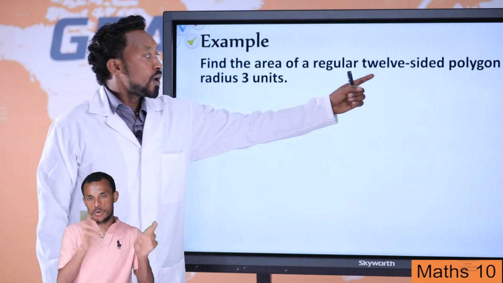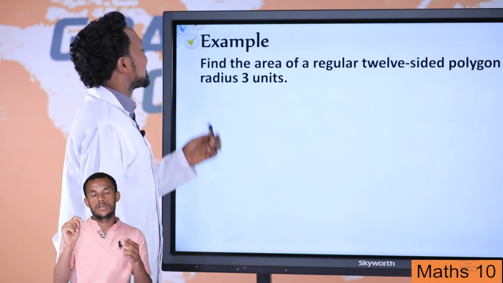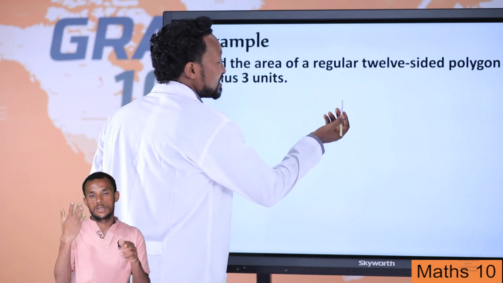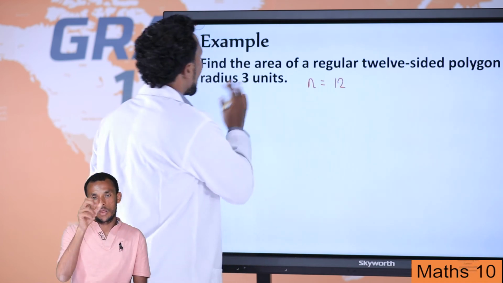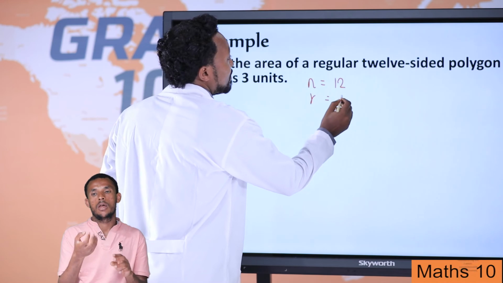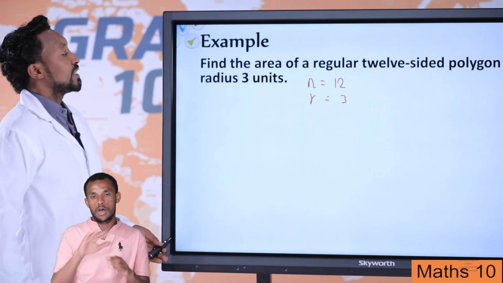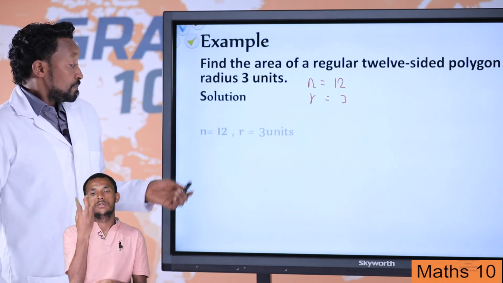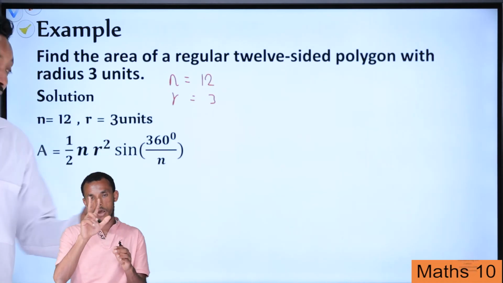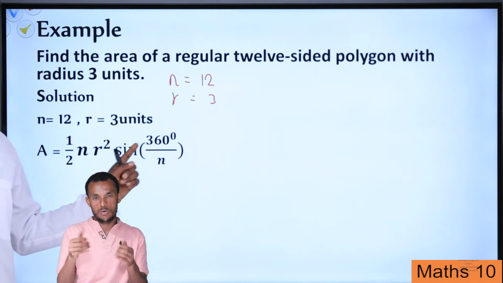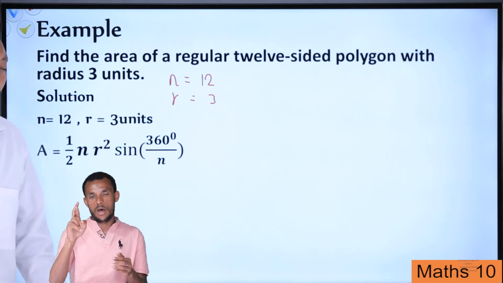Find the area of a regular 12-sided polygon with radius 3 units. What is the number of sides of the polygon? N is 12. What is the radius? R is given as 3. Therefore, how to find the area? Here, n is 12, r is 3 units. Area is equal to half n r squared sine 360 degrees over n.